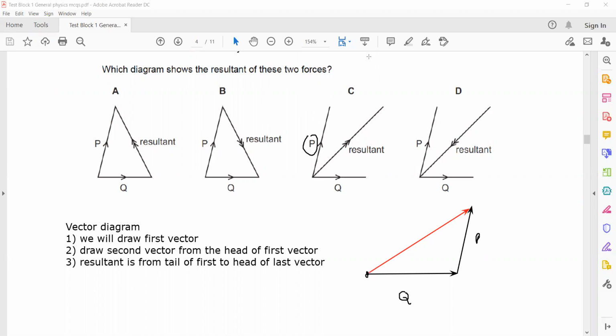When you check A, B, C or D, you will find C is pointing in the same direction as the resultant which we drew. So this is called the vector addition rule. The resultant vector is always from the tail of the first to the head of the last.